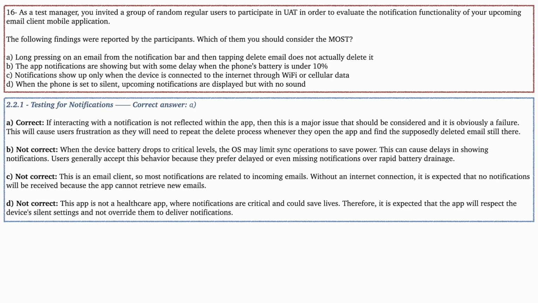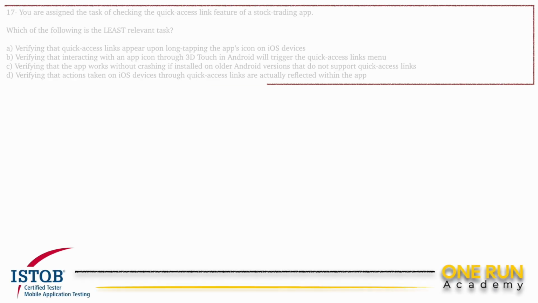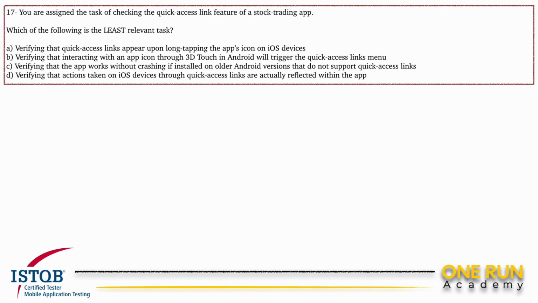Very well. Let's move quickly to question 17, which says, you are assigned the task of checking the quick access link feature of a stock trading app. Which of the following is the least relevant task?